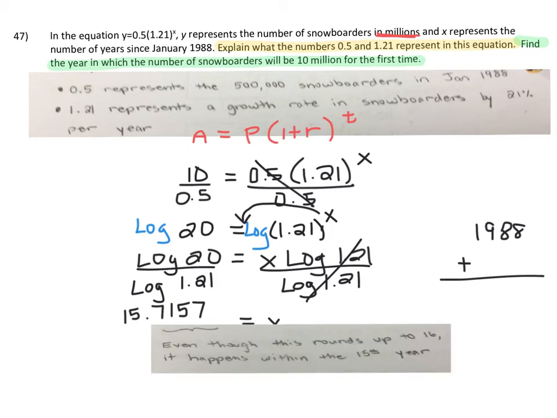Okay, so I just put this here. I want to write it out in words. You may want to do this in your notes too. Even though this rounds up to 16, it happens within the 15th year. So basically what we're doing is adding 15 to 1988, not 16, okay? So that's going to give us 2003.